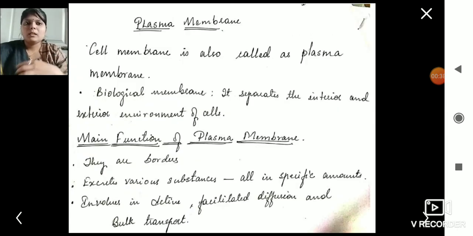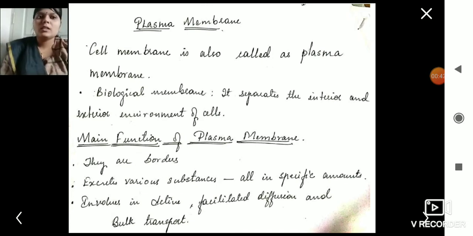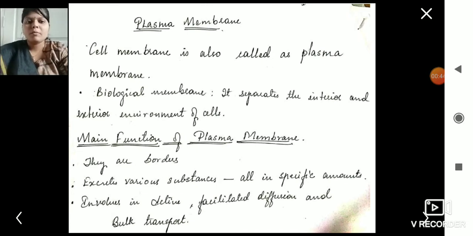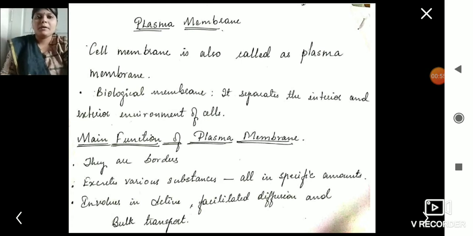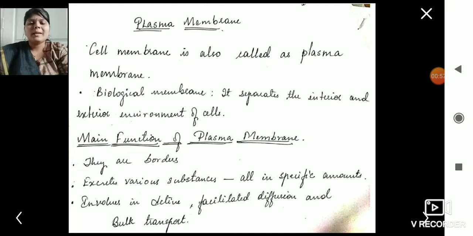The cell membrane, or the biological membrane, separates the interior and the exterior environment of the cells, and protects the cell from its environment, consisting of the lipid bilayer with the embedded proteins. So many functions are there of this particular cell membrane.